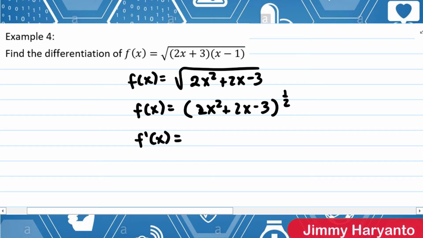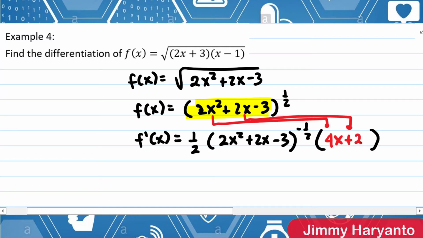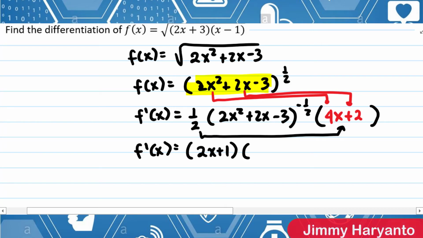So for the function, move the powers in front and then reduce the power by 1, giving negative half. Do not forget we have an inner function, that means we have to times it with the differentiation of the inner function. We have 2x plus 2 for the inner function. There we go. And I think we can multiply the half and the 2x plus 2. So we have (x plus 1) times (x squared plus 2x minus 3) to the power of negative half.